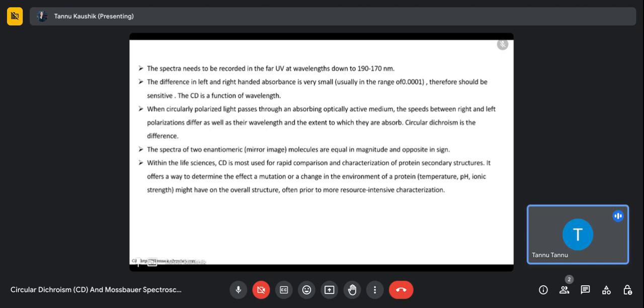So to find out these bands in the CD spectra, we need to record the spectra in the far UV region at wavelengths down to 190 to 170 nanometer. The difference in the left and right hand absorbance is very small. Therefore, the CD spectra is generally considered to be sensitive. And this CD spectra is a function of wavelength, that is, the difference in the absorption by right hand and left hand circularly polarized light is recorded with respect to the change in wavelength of the incident light.